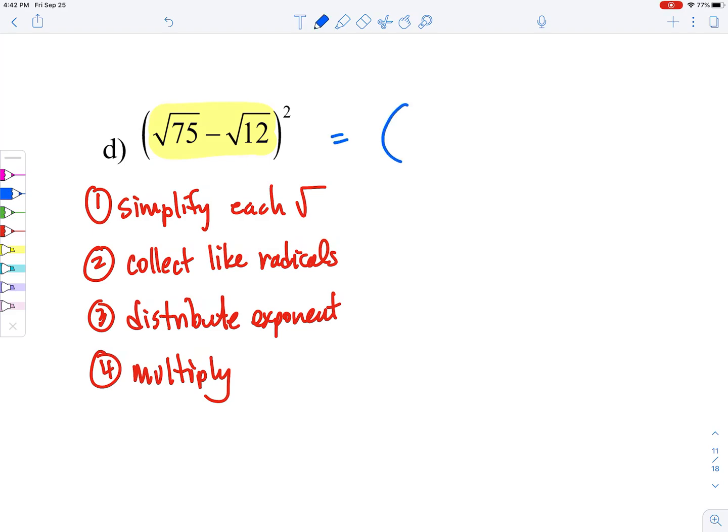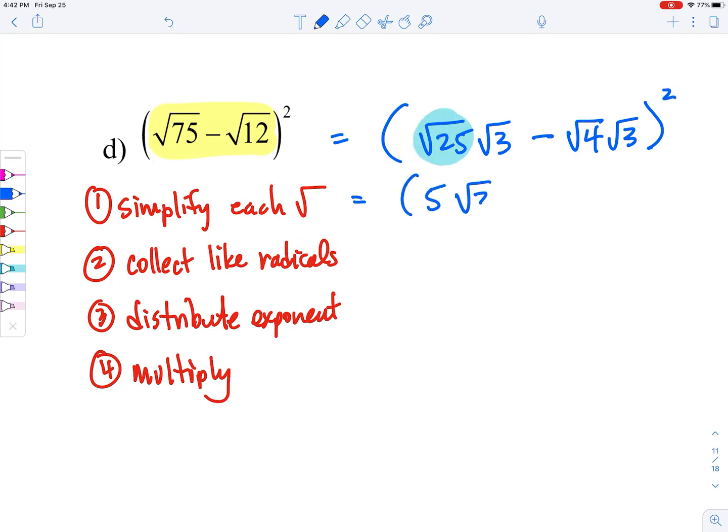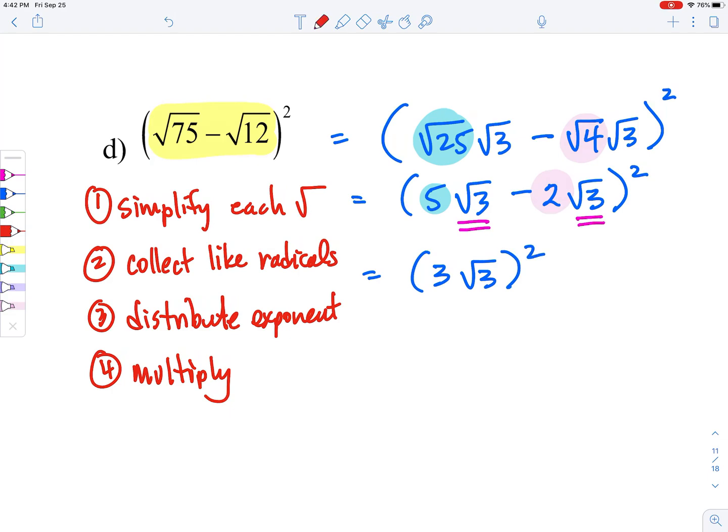So inside the bracket, root 75 I can write as root 25 root 3. Minus root 12 I can write as root 4 root 3. That whole thing's still squared. I can do this because root 25 I'll now write as 5 root 3. And then that's going to be minus the square root of 4, which is really just 2 root 3's. And lo and behold, the radicands match, or the guts of the square roots match. So 5 root 3's take away 2 root 3's leaves me with 3 root 3's. That whole thing is squared.